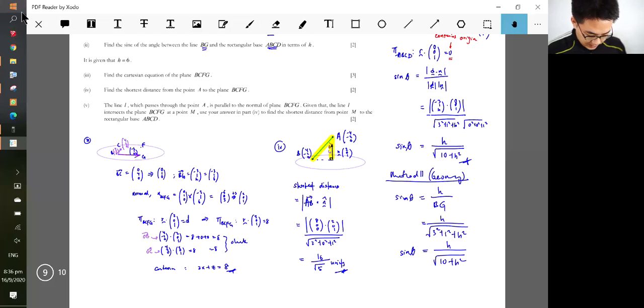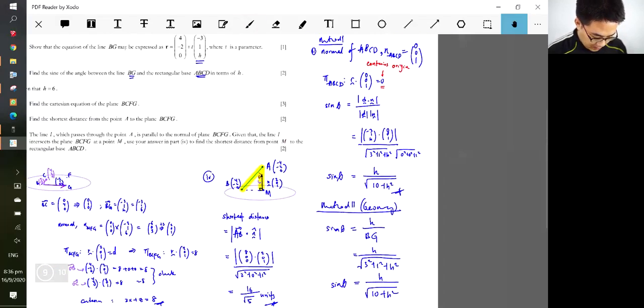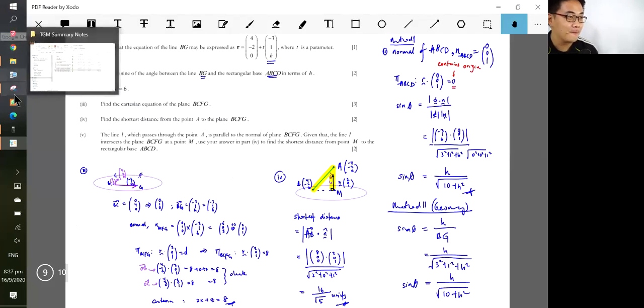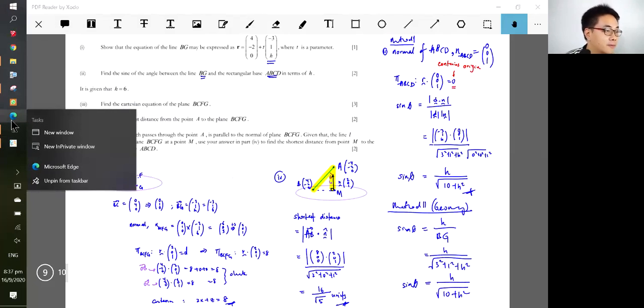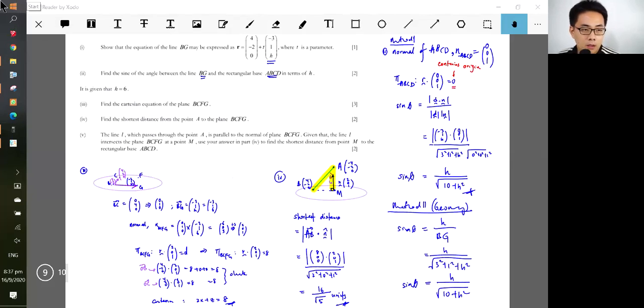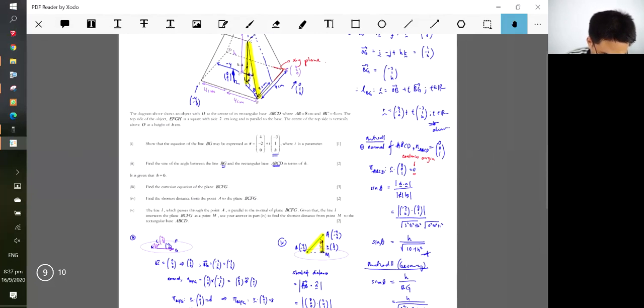Okay, the first thing is to understand that essentially M is just the foot of the perpendicular. Let's see how we can do this. M is the foot of the perpendicular. All right, so what we need to find is what is M? So we try and figure out what this means.